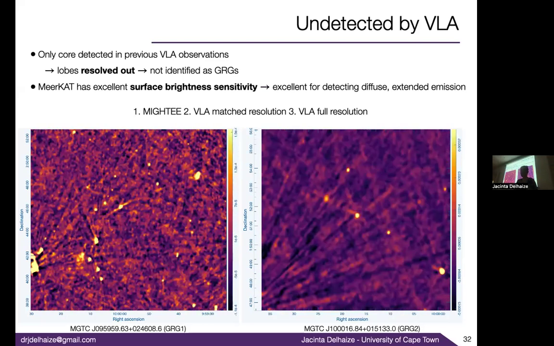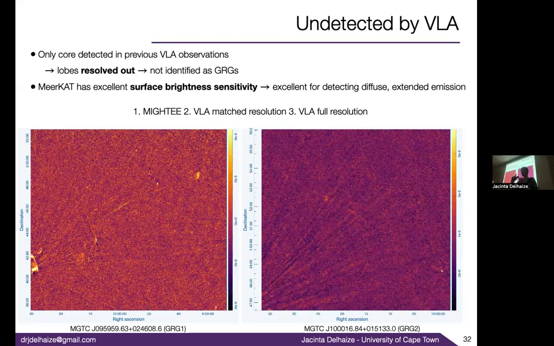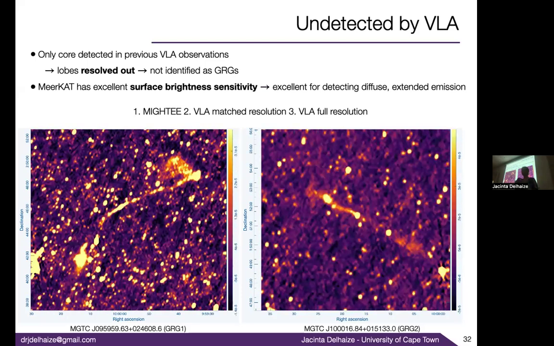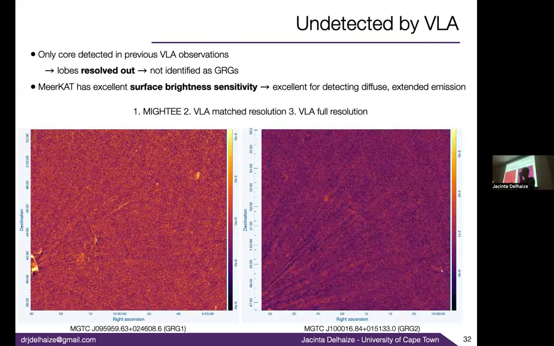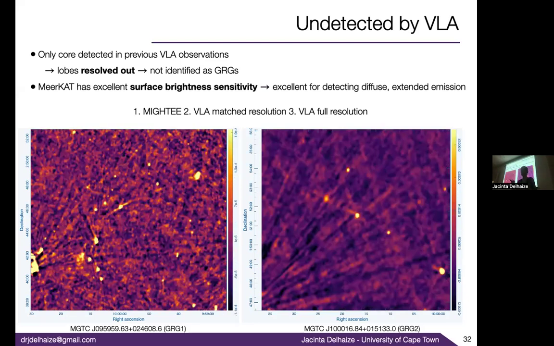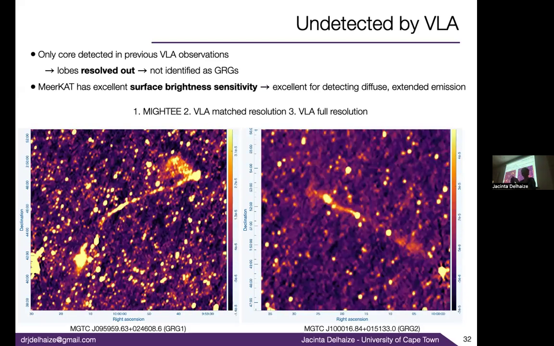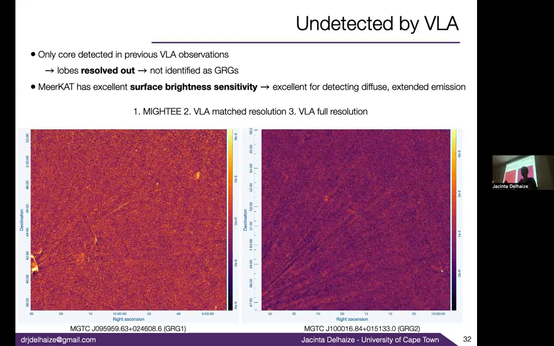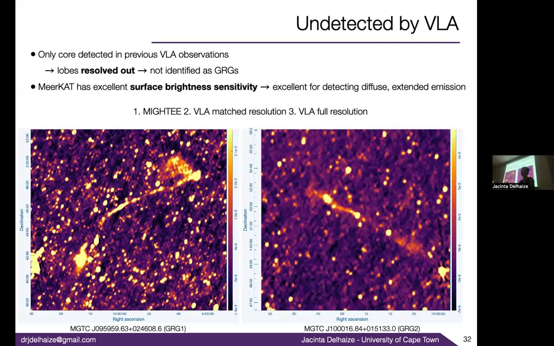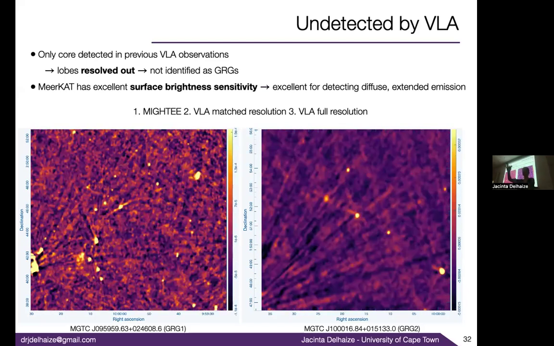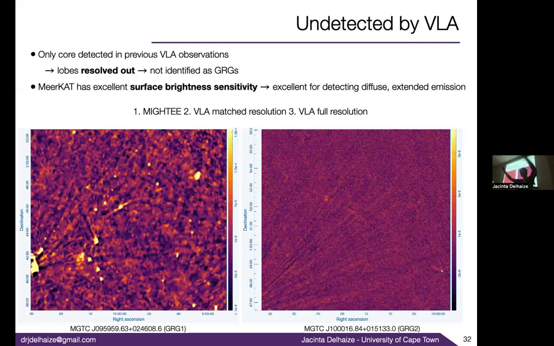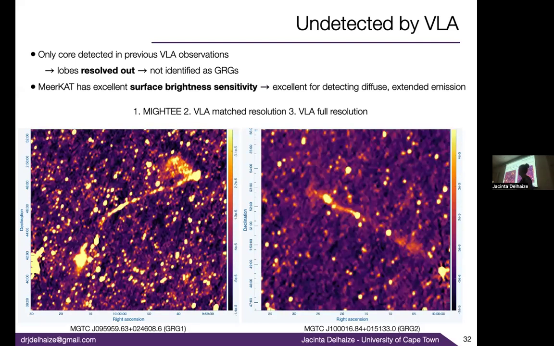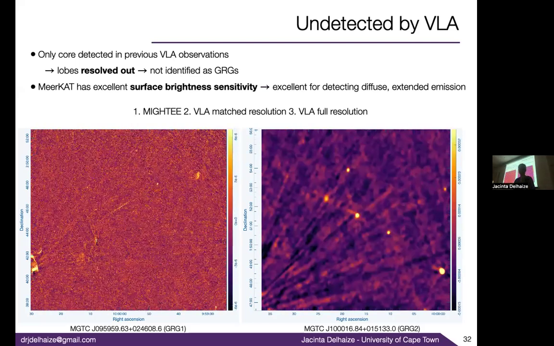But with MeerKAT, we have excellent point source sensitivity, meaning the traditional meaning of sensitivity, but also the configuration means that it has excellent instantaneous UV coverage. So it can detect a whole bunch of spatial frequencies, small scale and large scale at the same time, which is why we can detect these fuzzy bits.